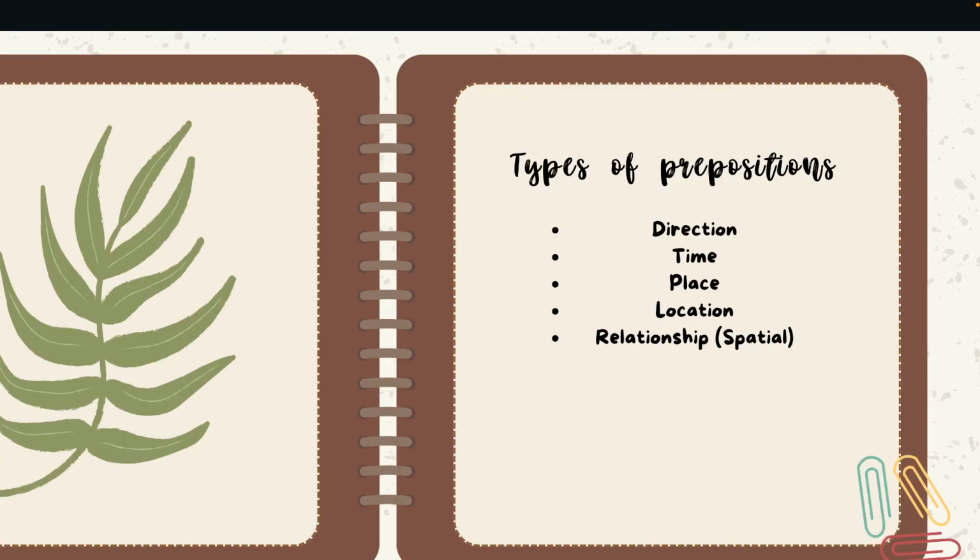All right, so for today, we'll be discussing five types of prepositions, depending on their use or function in the sentence. We have here direction, time, place, location, and spatial relationship.